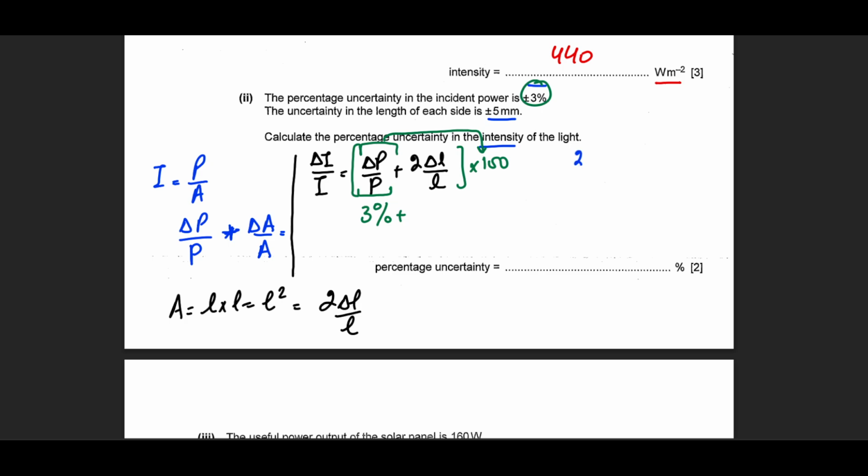So this becomes 2 multiplied by delta L, which is 5 as the error, divided by 1300, then the whole multiplied by 100. This comes out as 0.769%. If you add 0.769% to the 3%, this becomes 3.769%. So this comes down to 3.8%.